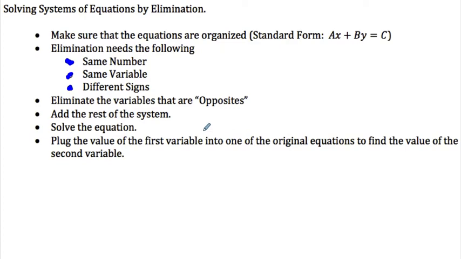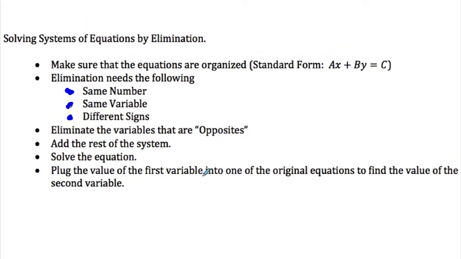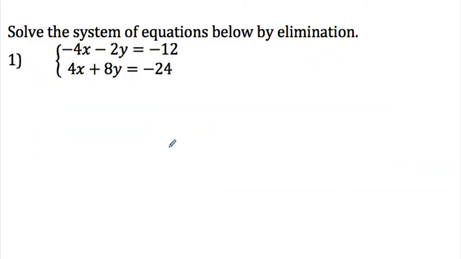So then what we do is our equations will already be set up into columns. We will add the rest of the columns in the system, and then we'll solve. And again, in doing this, we will be left with one variable. All right, so let's go through an example, and I think it'll make a lot more sense.